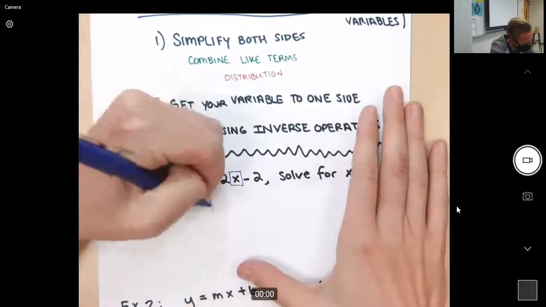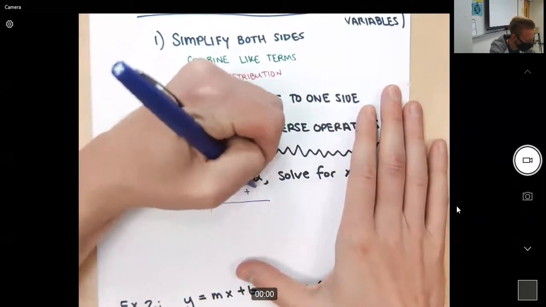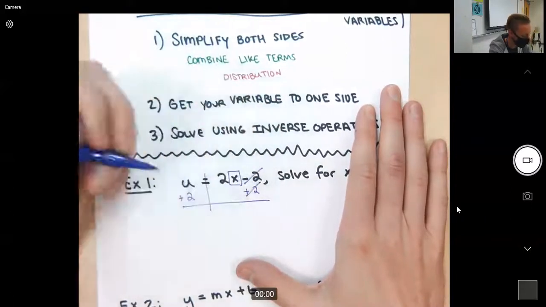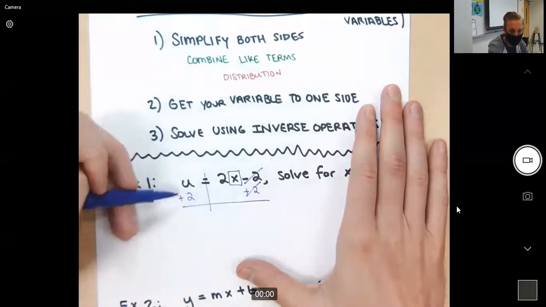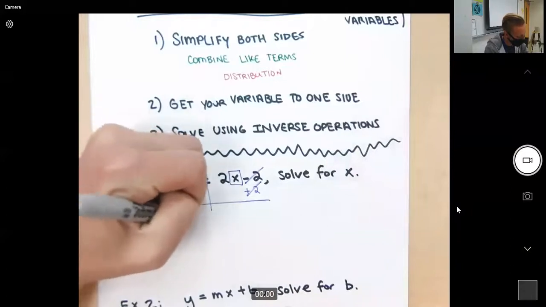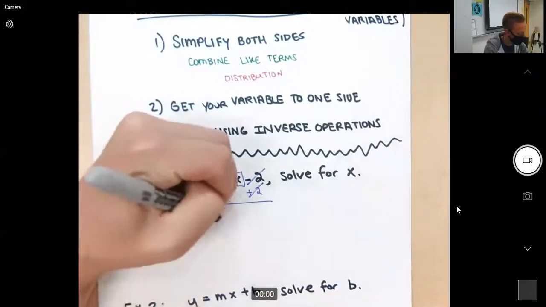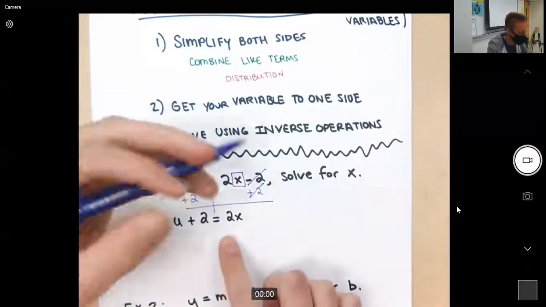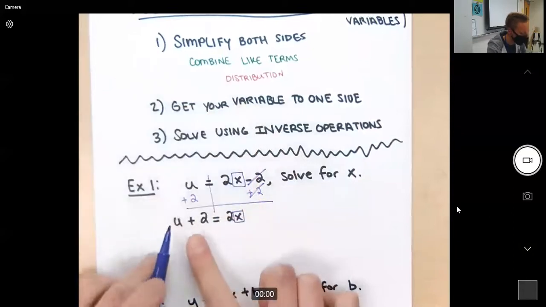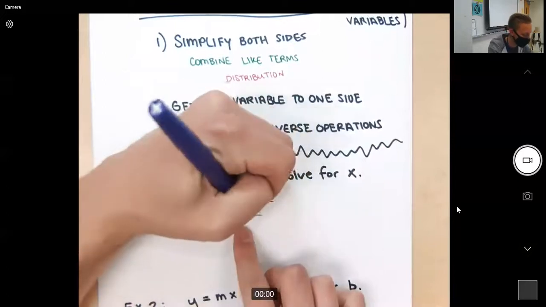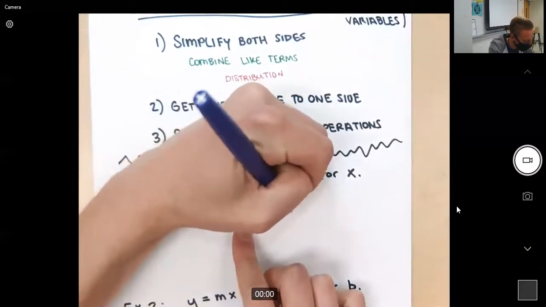The first thing I'm going to do is add 2 to both sides. So negative 2 plus 2 goes to 0. And what I'm left with is u plus 2. Those aren't like terms. So I'm literally left with just u plus 2 is equal to 2x. That's it. Then the last thing I need to do is, remember, I'm solving for x here. So this is u plus 2 equals, yes, we read this as 2x, but this right here is 2 multiplied by x.